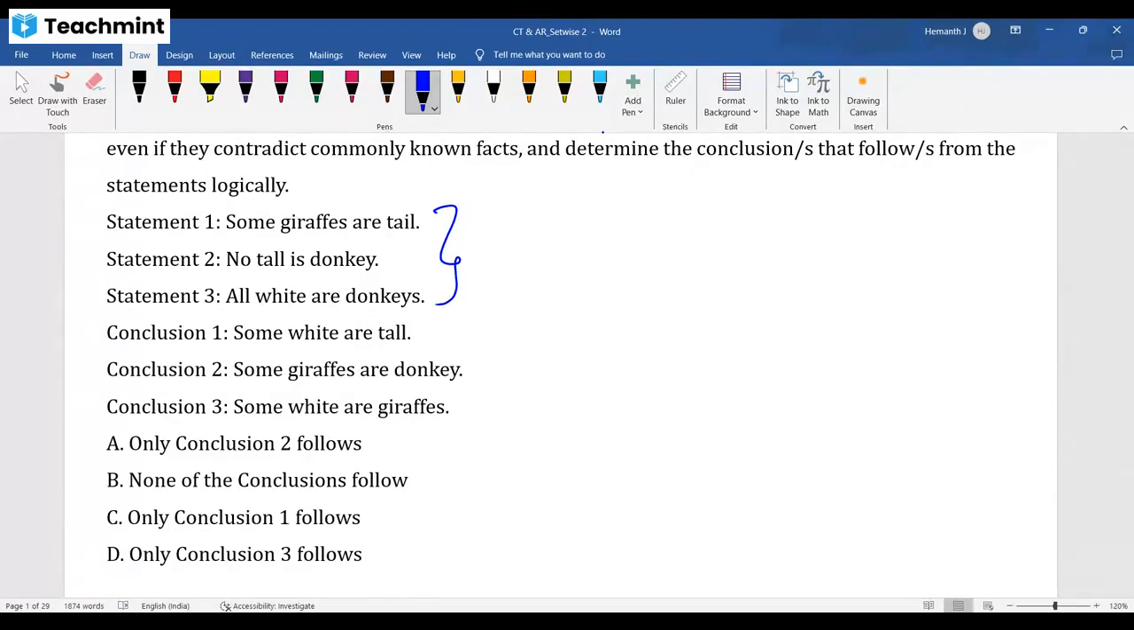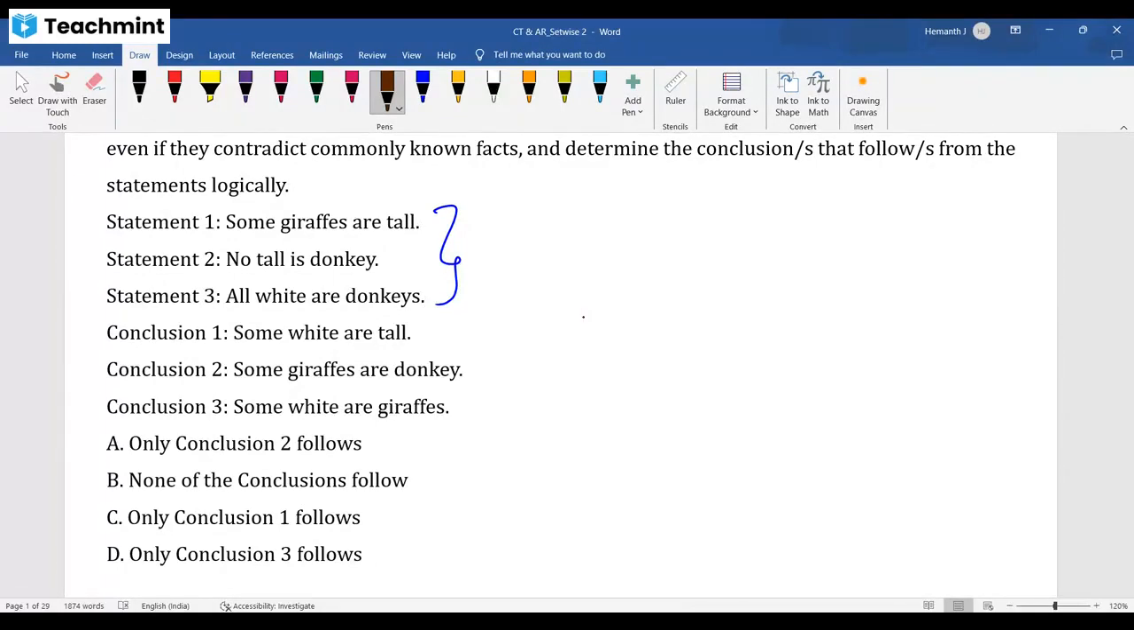Draw the diagram satisfying the statement. Step one: you draw many diagrams; whether it's one diagram or two diagrams is all up to you. By experience, you will get that idea. In the previous session, we discussed more than 10 questions related to syllogism. Today also it's the same. Some giraffes are tall. No tall is donkey. All whites are donkeys.